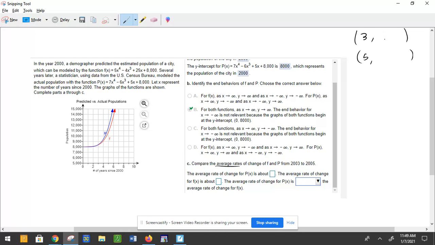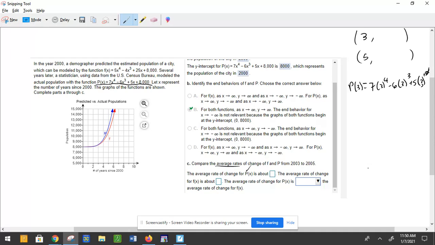Now, how do you get the y values for that? You have to substitute into the function. We have to do this for both the f and the p function. It looks like p is first there, so let's do the p function first. When I say evaluate, I'm taking the p function and finding p of 3. So that's 7 times 3 to the 4th, minus 6 times 3 to the 3rd, plus 5 times 3, plus 8,000. Running out of room.